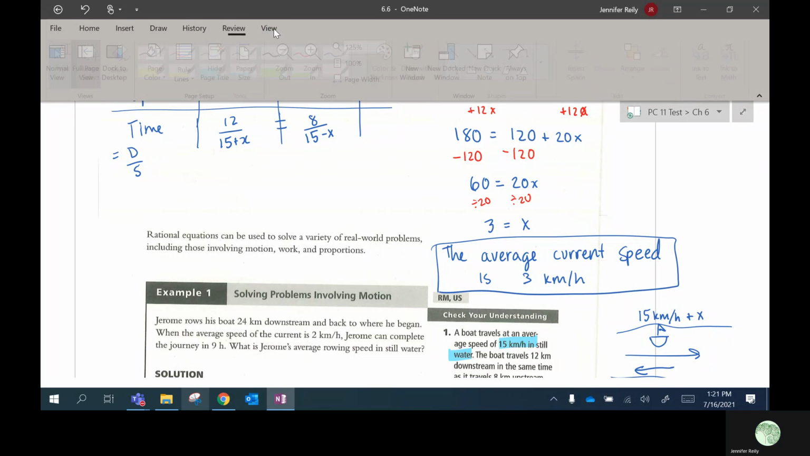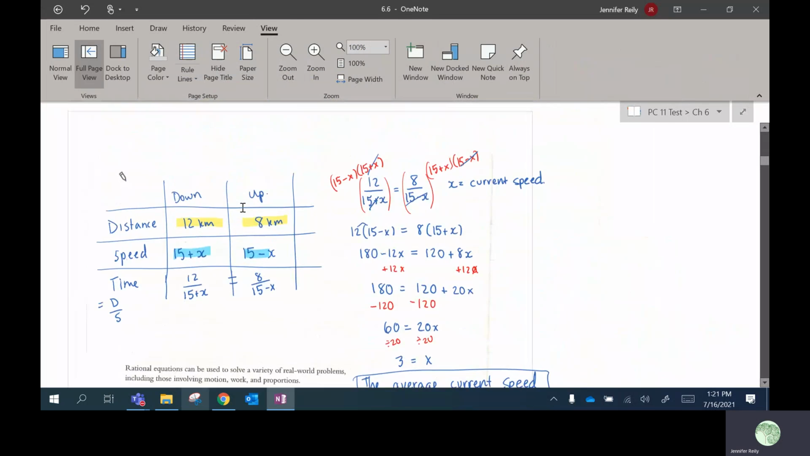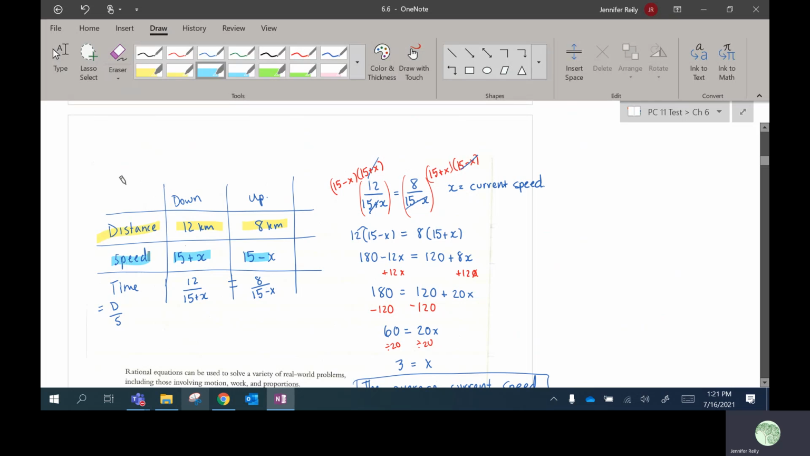Okay, great. So every time you see a distance, speed, time scenario, you want to set up a little chart that looks just like this with your distance, your speed, and your time. And then you're going to have a direction going either way, and you want to fill out the information given to you in the question with that.